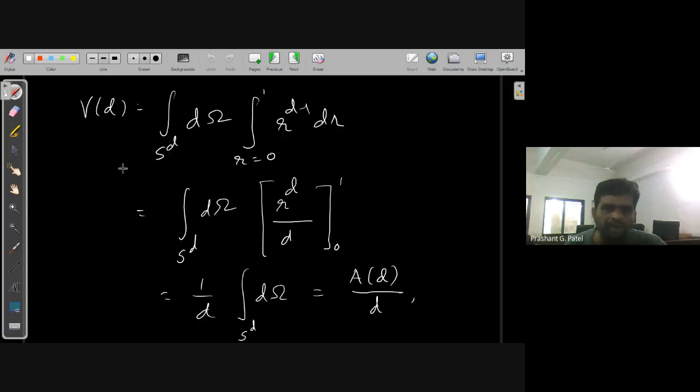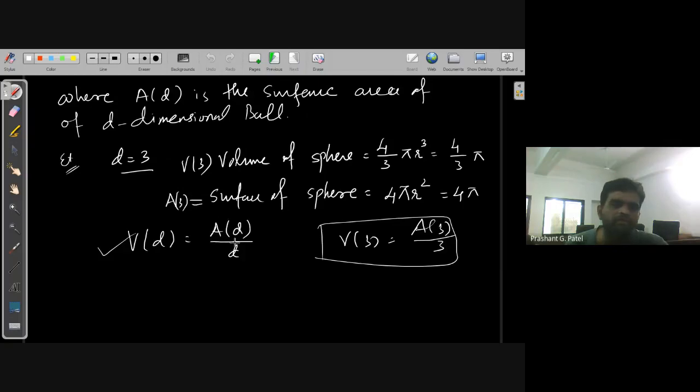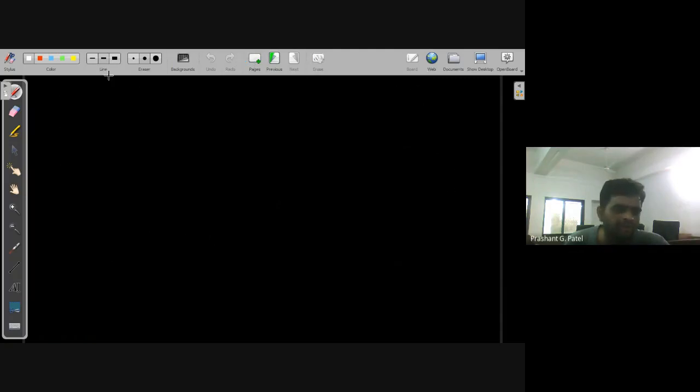Now to calculate this Vd, it remains to calculate Ad, that means the surface area of the unit ball in general, for any given d. So now our objective is to calculate the value of Ad, and we are approaching it in a slightly different manner.